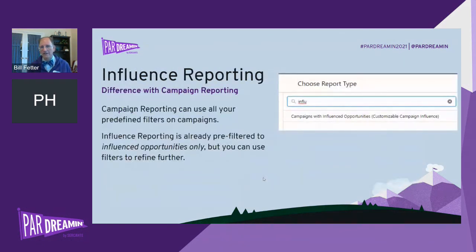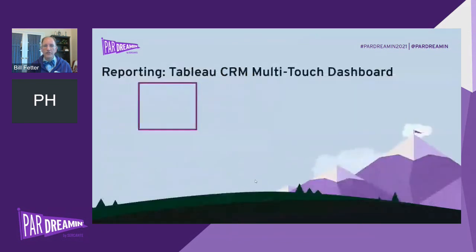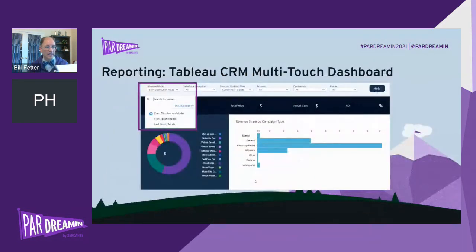All right, reporting. There is a standard report for campaign influence when you turn this on. It's available, and you can use all those predefined filters for your campaigns. You can also use the filters in the influence reporting to look at the other models. If you're using Tableau and you want to use the pre-built CRM multi-touch, you can switch between the models easily here. It's just a selection, and then you can filter down within the dashboard. This is the top level, easy to use view, with very nice visualizations and so forth.